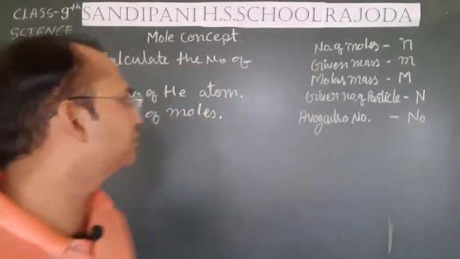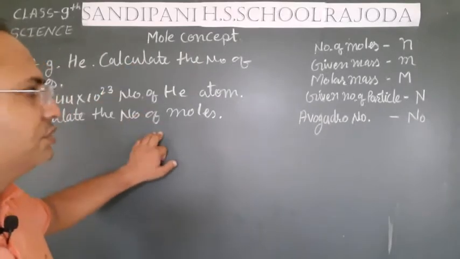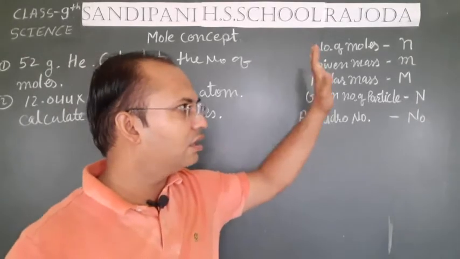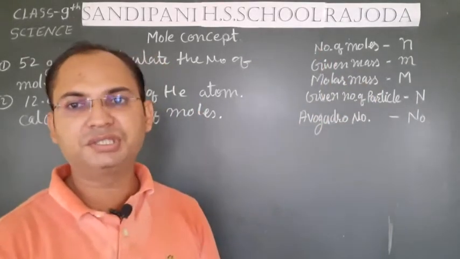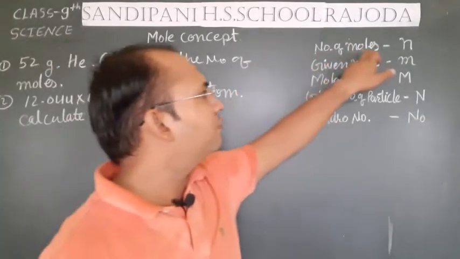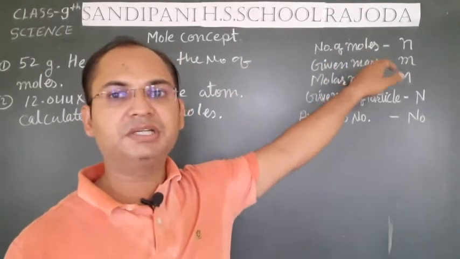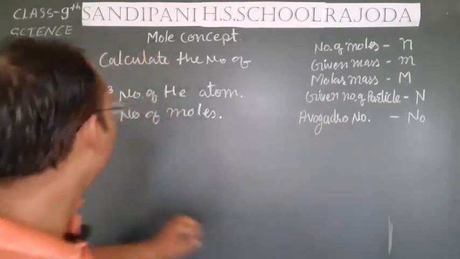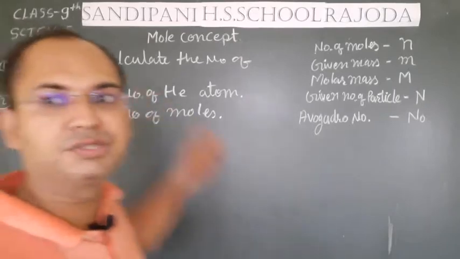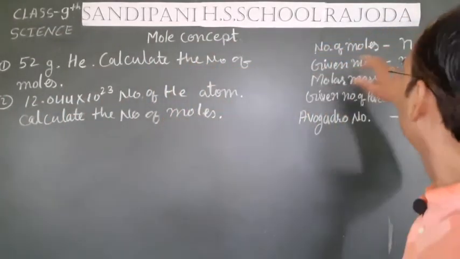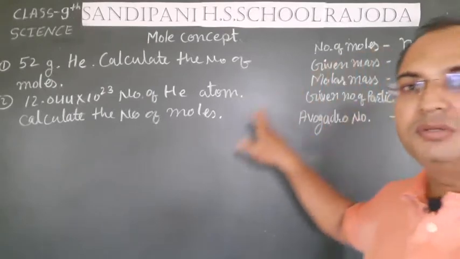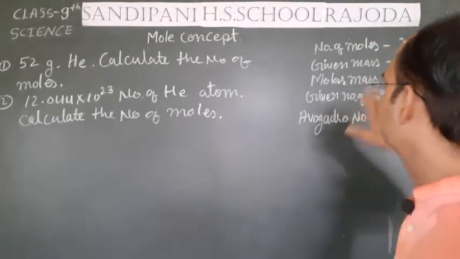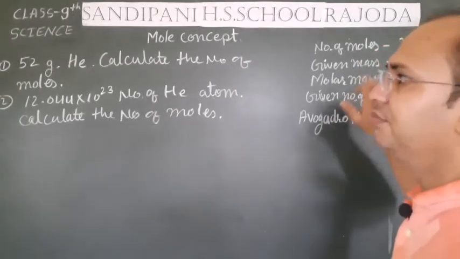Let's start with the first question. Here, before starting the question, take a glance at which symbol represents which quantity. The number of moles that we have to calculate is represented by small n. Second thing, given mass. The mass is given here in this question, it is represented by small m. Molar mass, the mass of 1 mole, is represented by capital M.